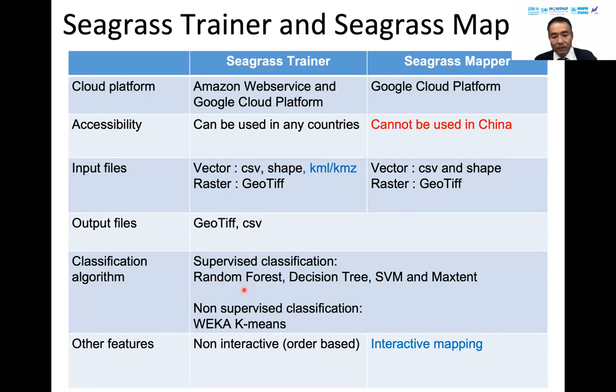So random forest, decision tree, support vector machine, and Maxent are the standard supervised classification algorithms. And for unsupervised classification, the k-means algorithm can be used in both Seagrass Mapper and Seagrass Trainer. Other features of these tools: while Seagrass Trainer is a non-interactive tool, an order-based service, with Seagrass Mapper you can do interactive mapping.